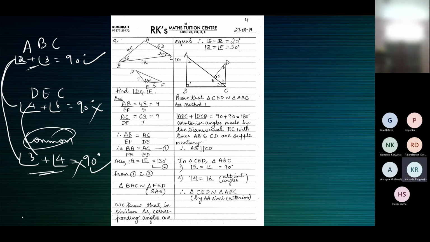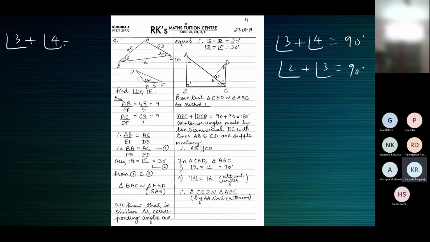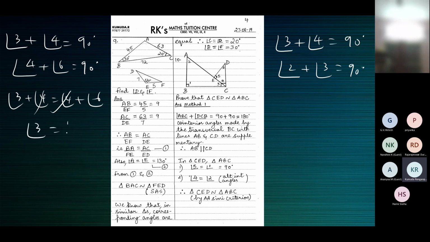If you want to use AA, you don't have to write all this. You can just write the common one, angle 3 plus 4 is 90, and then write any one more. You can write either 2 plus 3 is 90, or 4 plus 6 is 90. You can write any one of the two. So when you do this, angle 3 plus angle 4 is equal to angle 4 plus angle 6, so angle 3 is equal to angle 6. And angle 3 plus angle 4 is equal to angle 2 plus angle 3, so 3 gets cancelled, and angle 4 is equal to angle 2.